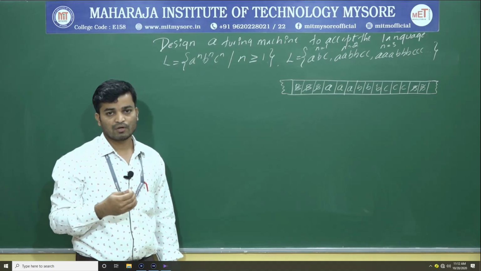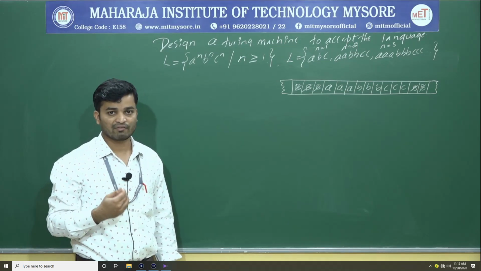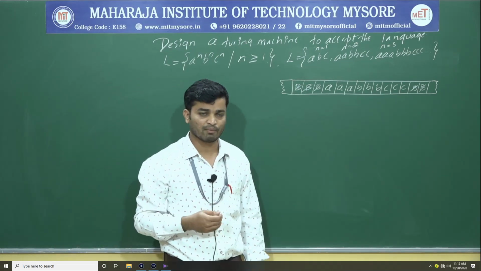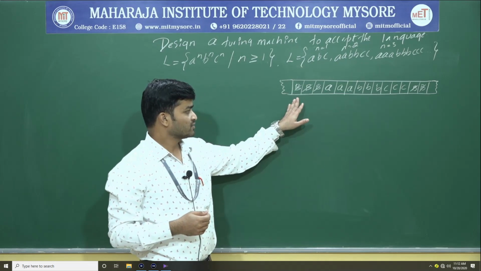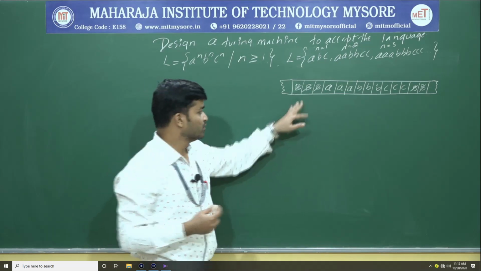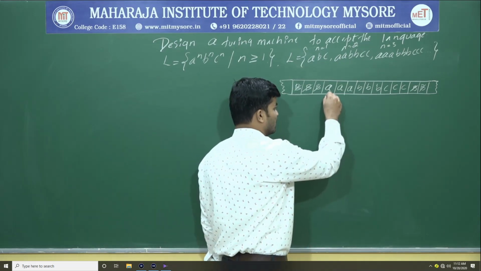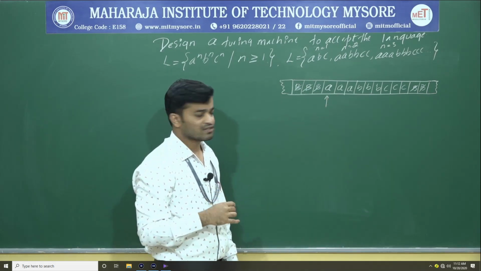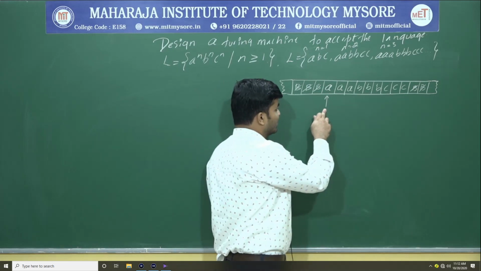Such a string is called a valid string, and those strings we have to accept. For that we have to construct a Turing machine. First we will see the logic. A Turing machine has a read-write head that can move in both directions, left or right.